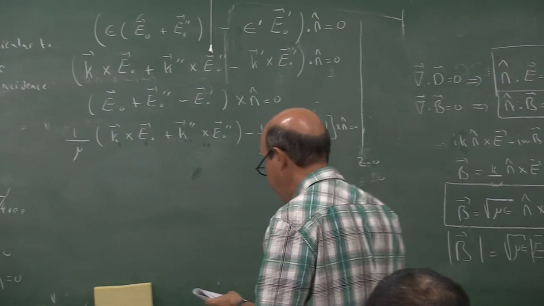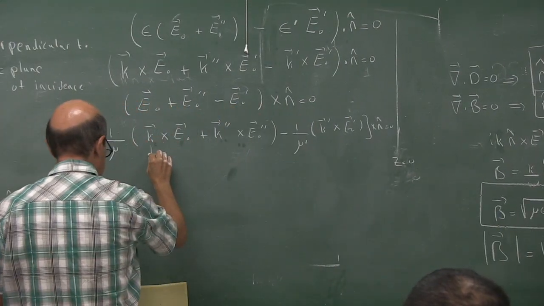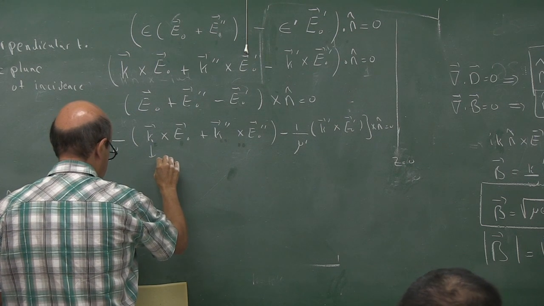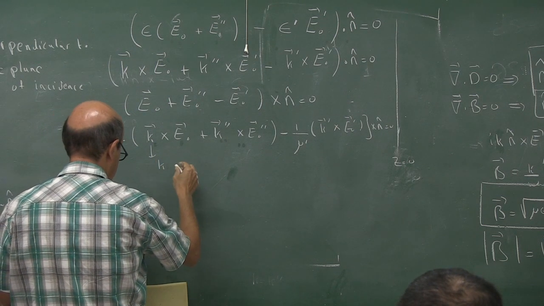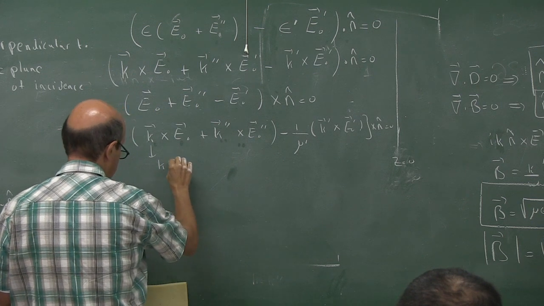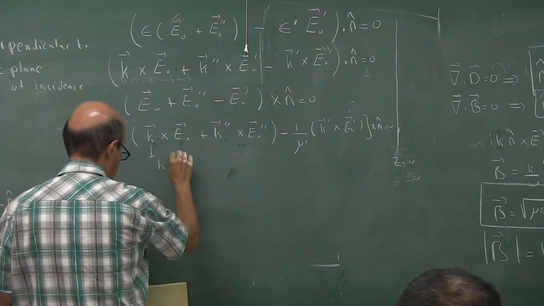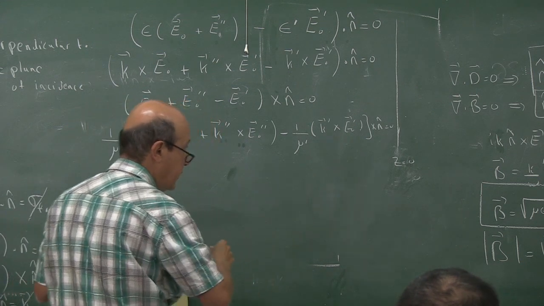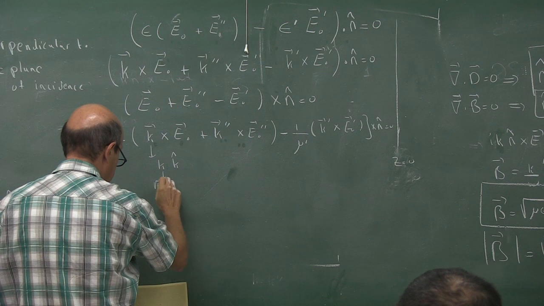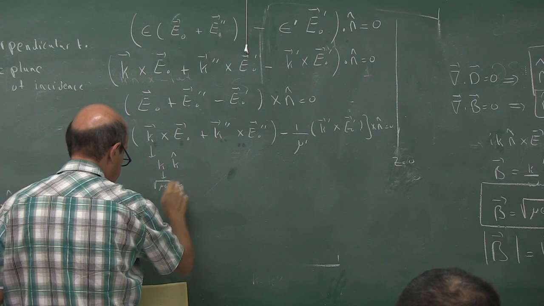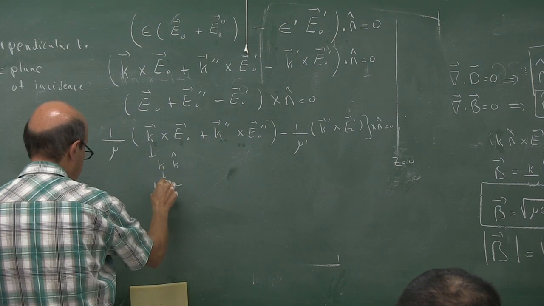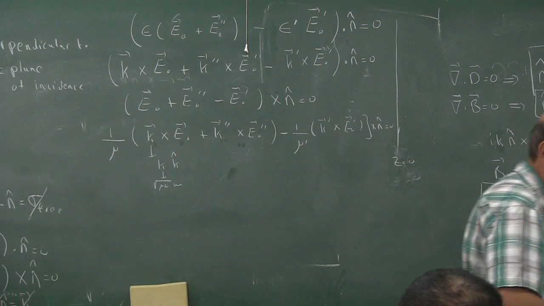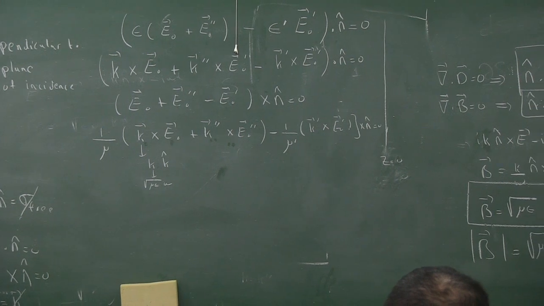So go one more step. K is equal to K times the K unit vector, or n unit vector, and K magnitude is, as we said, square root of mu epsilon times frequency, and this K magnitude divided by mu will make a square root of epsilon over mu. This is the general boundary conditions.